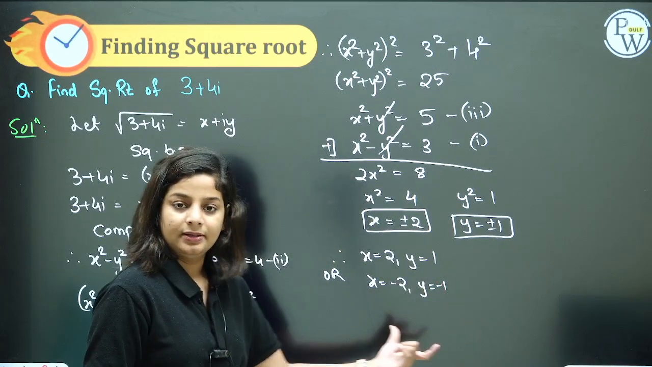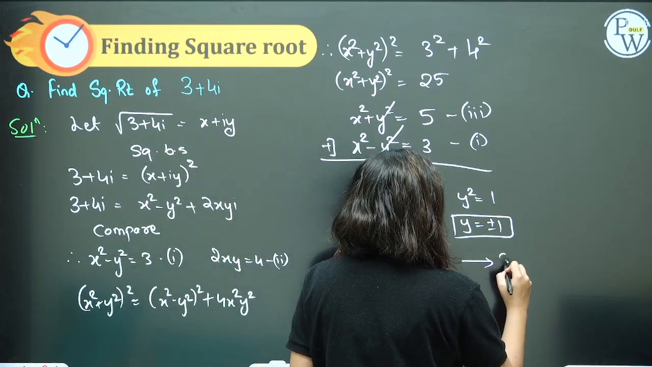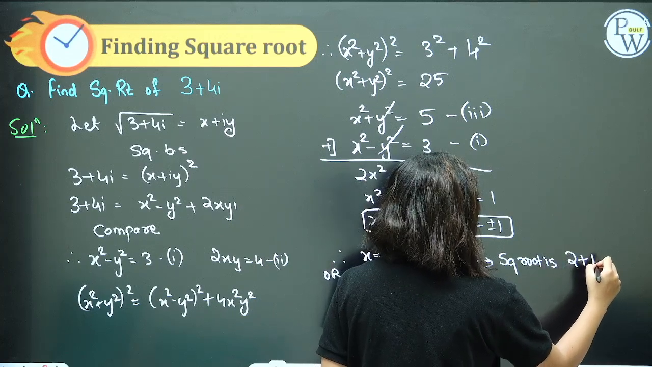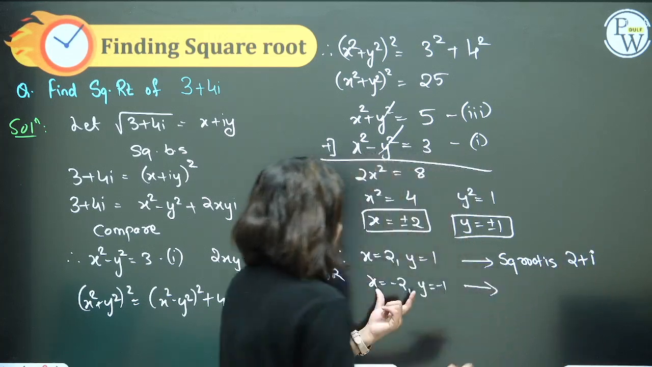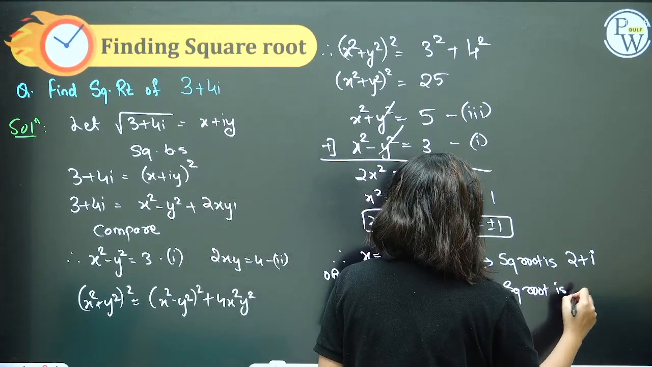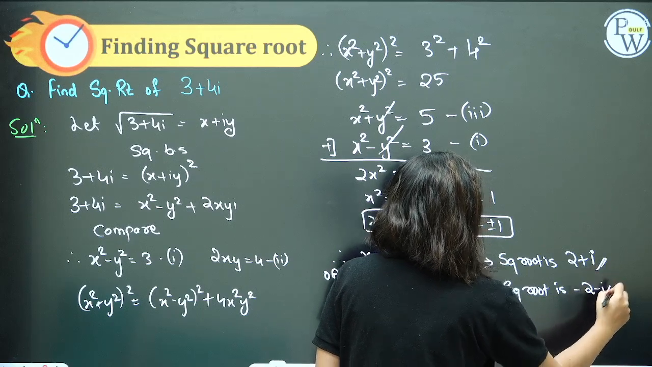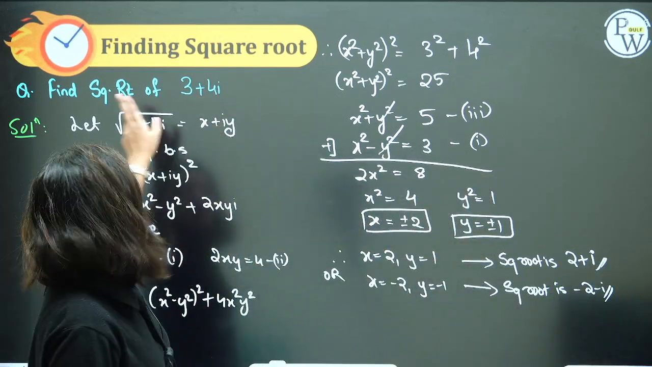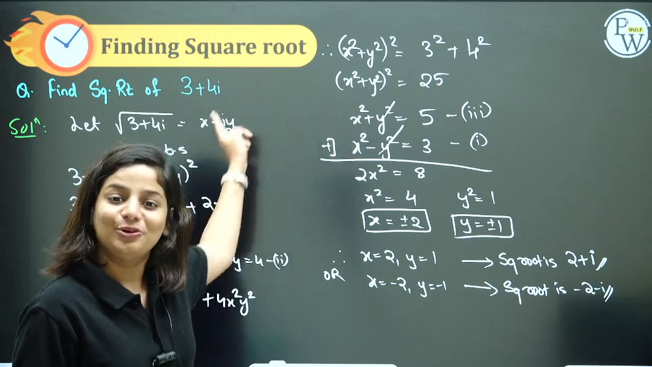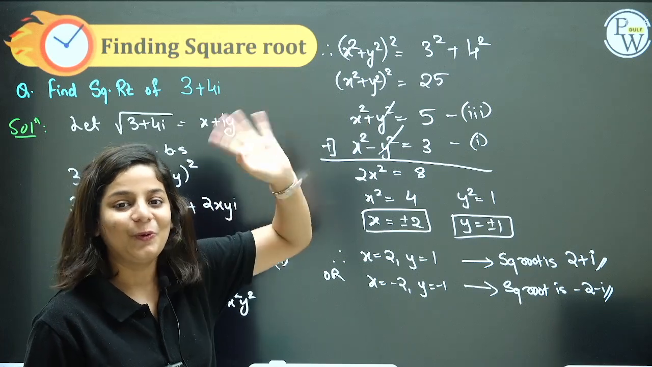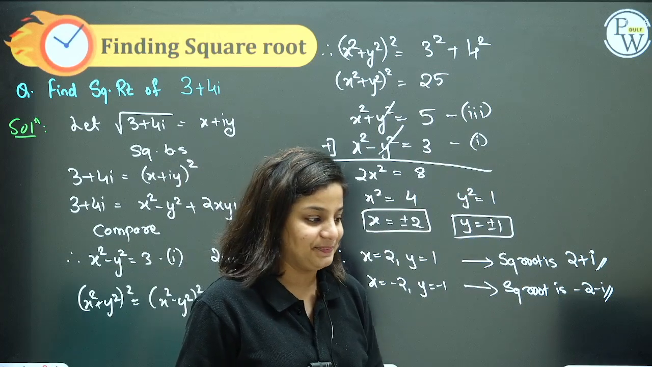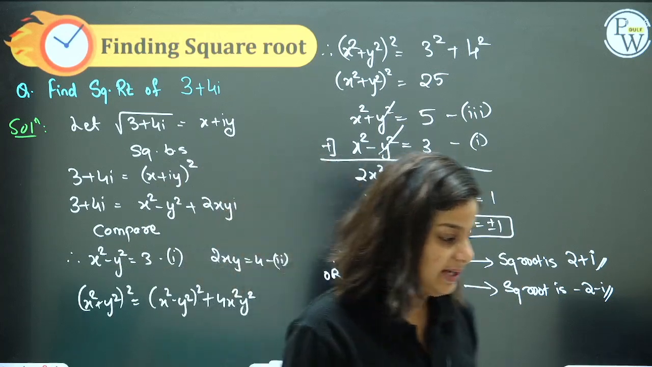When x is 2, y is 1, you will say the square root is x plus iy, 2 plus i. Or when both are negative, the square root is x plus iy, that is minus 2 minus i. These are the answers. The square root of 3 plus 4i, please do not say it's root 3 plus 2i, square root of 3 is root 3, square root of 4 is 2. No. There are proper 10 steps which you have to follow in order to get the answer. Is it understood very well?